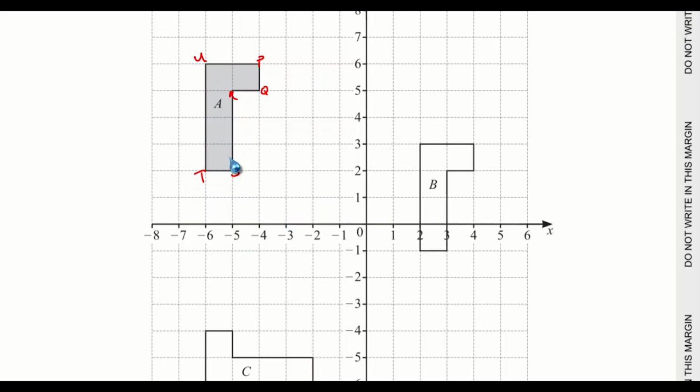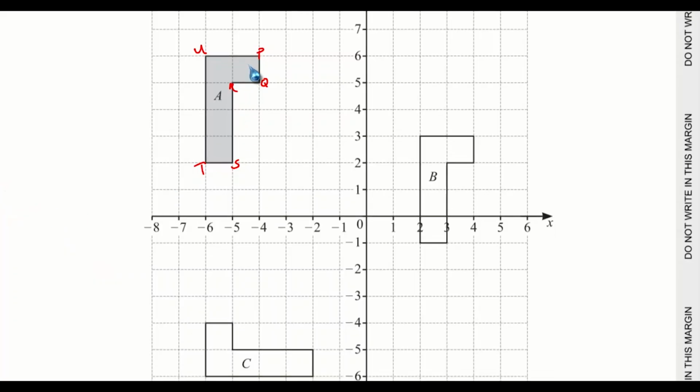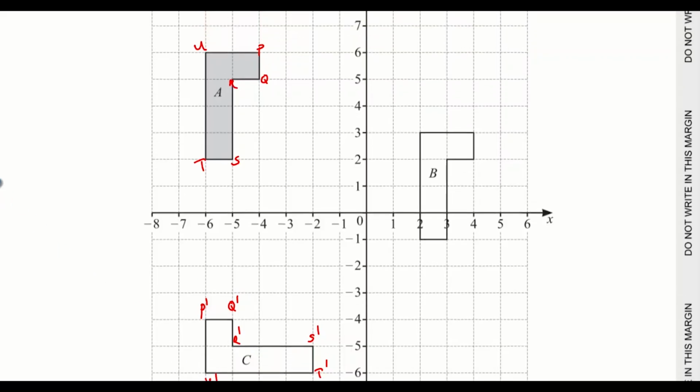So if you now look at this object, this is the image. The corresponding part will be P prime, that's the image. Sorry, I think it's this one. So this will be P prime, this will be Q prime, and this will be R prime here. This will be S prime. So let's scroll up a little bit. This will be T prime, then this will be U prime. So that is the first thing you need to do.